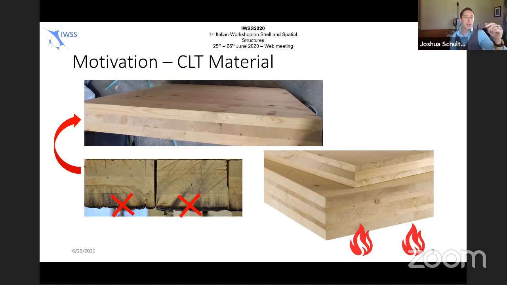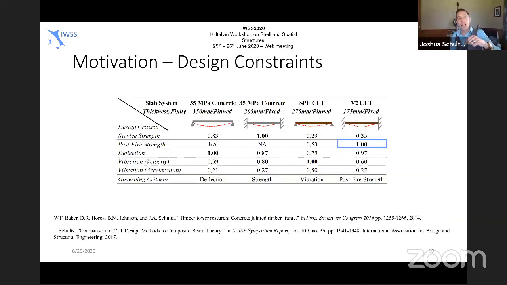And so what that effectively does is now my design is driven by the post-fire strength of a 5-ply being equal to a 3-ply. And so the thought is that in this very specific scenario, if we can get additional strength out of the CLT, I can move from being governed by a post-fire strength design to an actual service design. And so now we're not taking an unnecessary penalty associated with the CLT product.